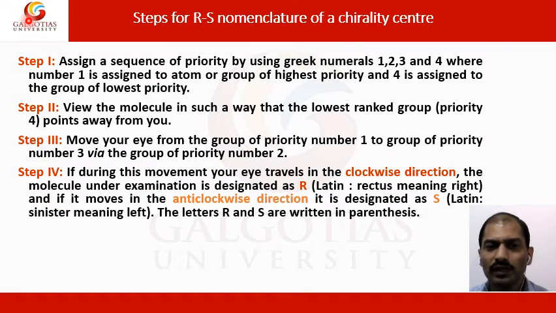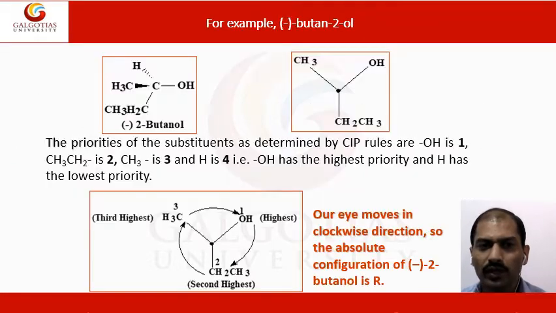So if during this movement the eye travels in a clockwise direction, the molecule under examination is designated as R. Rectus is a Latin word and its meaning is right. If it moves in the anticlockwise direction, it is denoted as S, meaning sinister, meaning left. The letters R and S are written in parentheses. So here you can see a number of examples of the priority of the substituents as determined by the CIP rule.